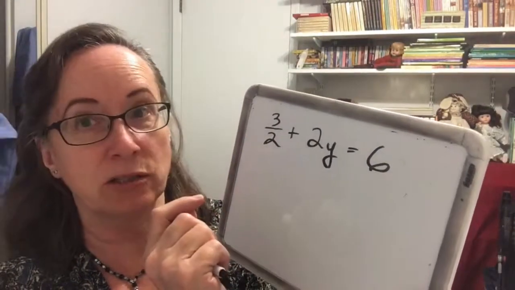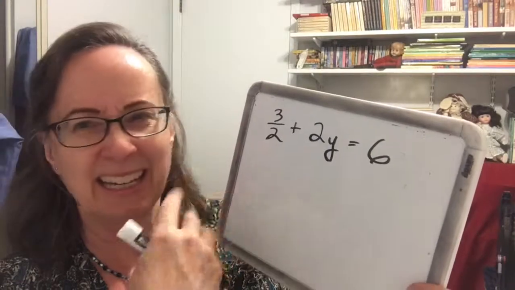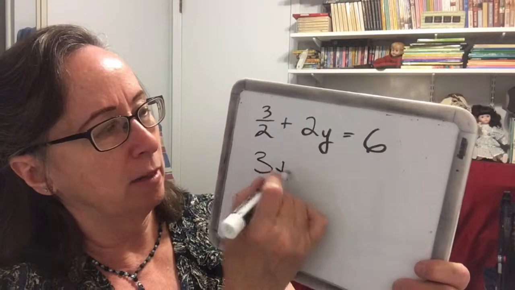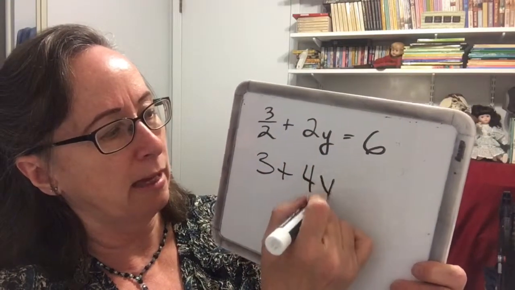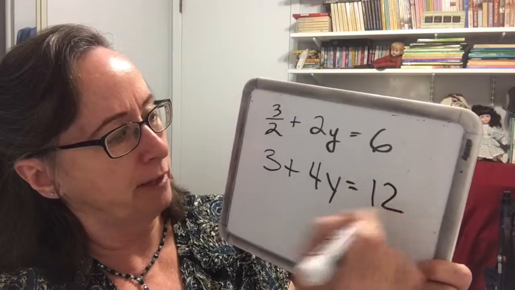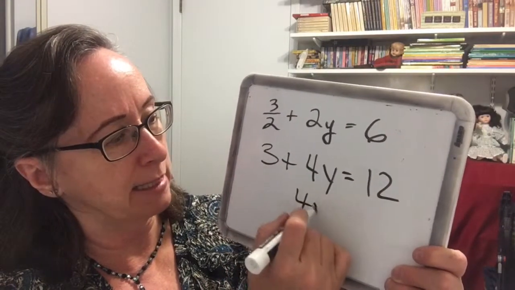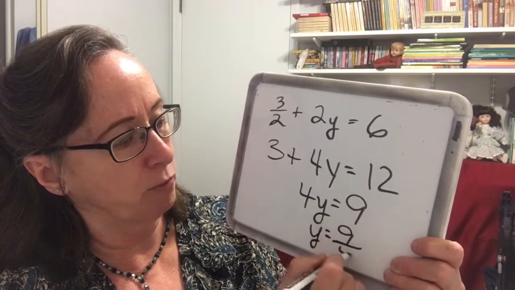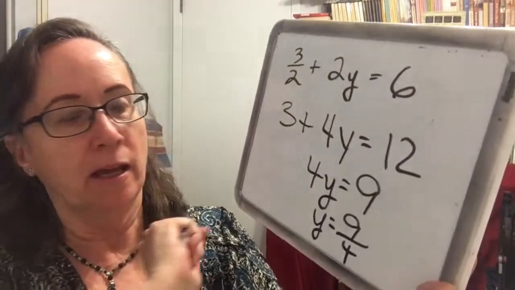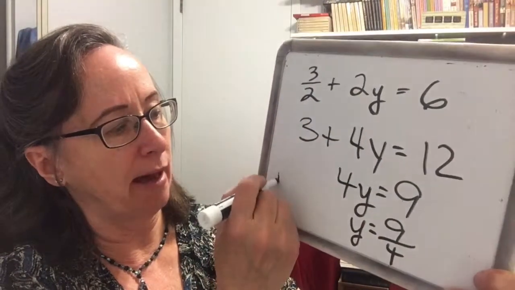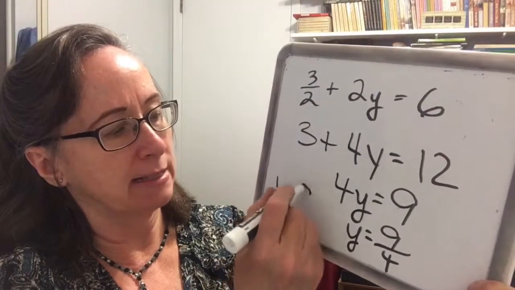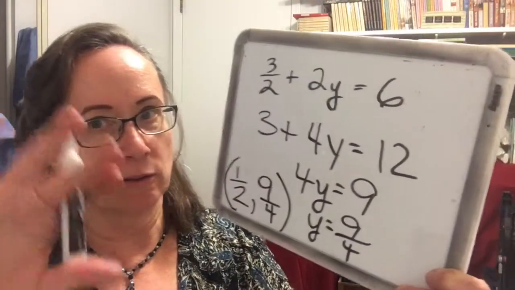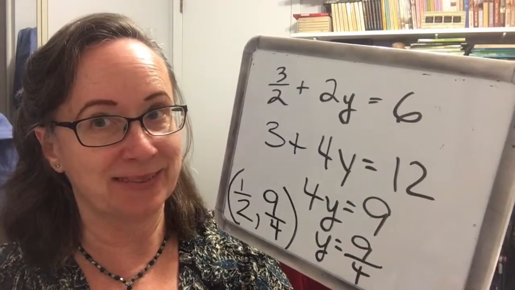Now, wouldn't it be easier to do this instead of messing with the fractions? Can I just multiply the whole thing by 2? So I'm going to multiply this by 2 and get 3, multiply this by 2 and get 4y, multiply this by 2 and get 12, and I'm going to subtract the 3 from both sides, and I get 4y is 9, or y is 9/4. So we have x is 1/2 and y is 9/4, and that gives us the other point of that little quadrilateral that we needed.